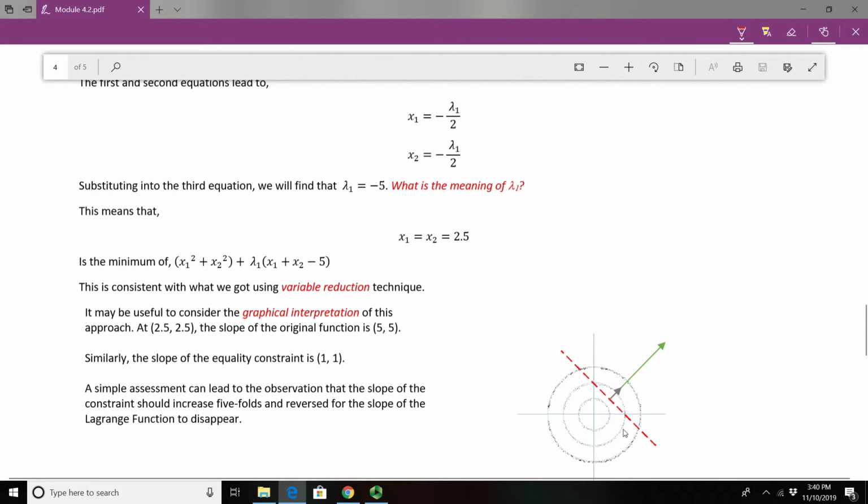Here are the contour plots again. And at this point, the two slopes cancel each other. Not the slopes really, but the components of the slope coming from here and here. And this is why this point is a minimum point.